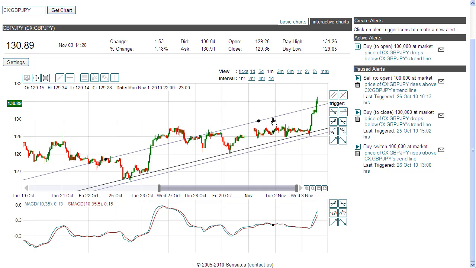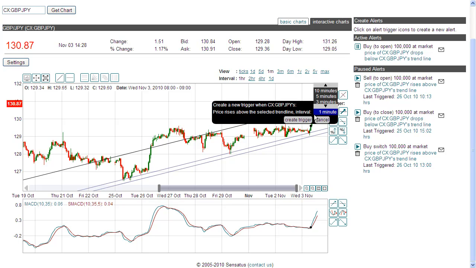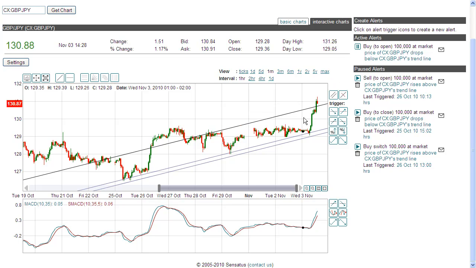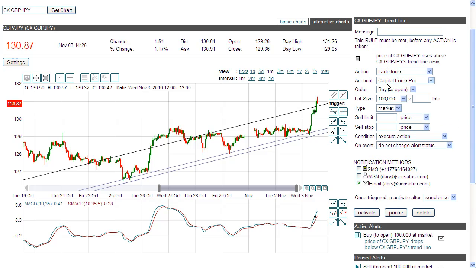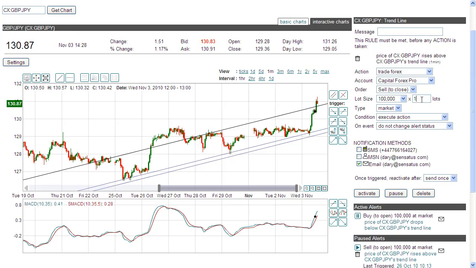For the close, it's point of resistance. If the price rises above this trend line, again 1 minute interval, I'm going to sell to close. Okay, 100k a lot. This time, if long, execute this. So only if I am long.